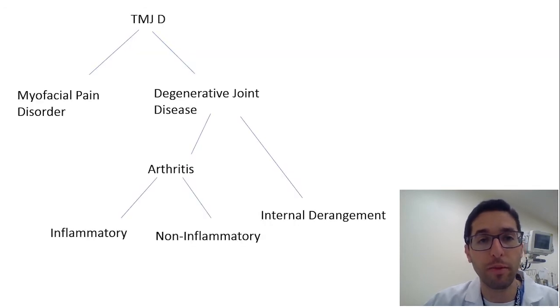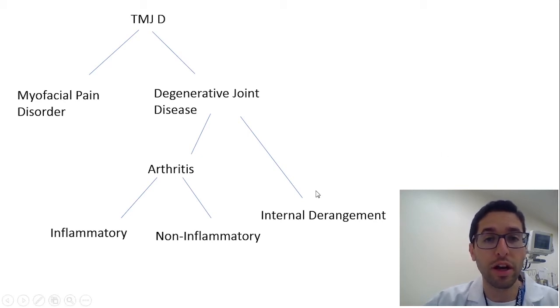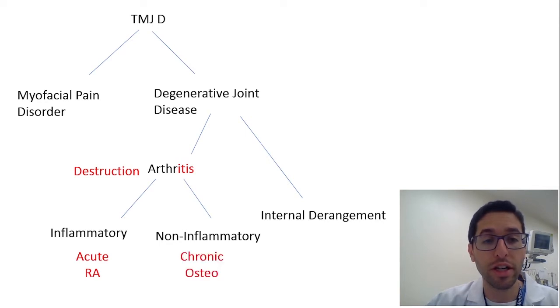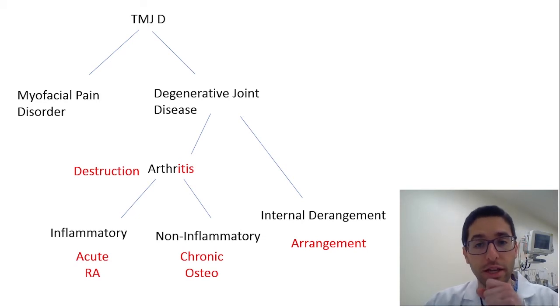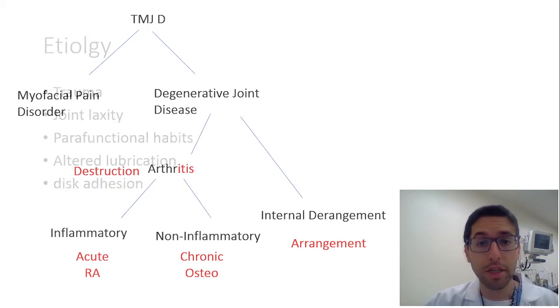So one more time, a nice treat just to help visualize everything that we said. Within the broad category of TMJD, you have myofascial pain, muscular, and then everything else is articular, degenerative joint disease. Within the category of degenerative joint disease, we subdivide that into arthritis. And arthritis, think of itis, think of inflammation, think of destruction, and then we subdivide that further to acute, think of things like rheumatoid arthritis, versus chronic, think of things like osteoarthritis. And then the last category is internal derangement, which is not necessarily destruction, just arrangement, the positioning of the disc in relation to the condyle and the fossa.